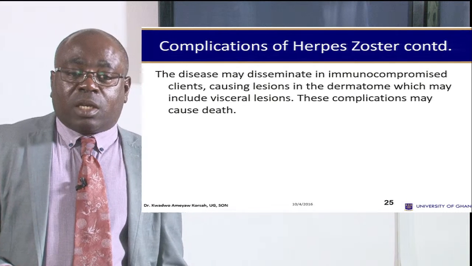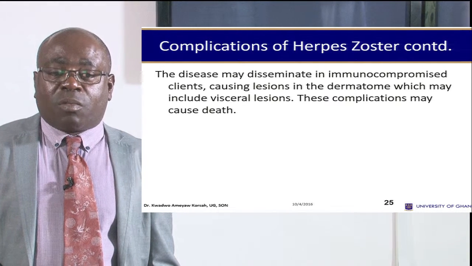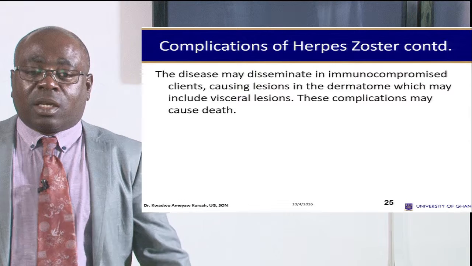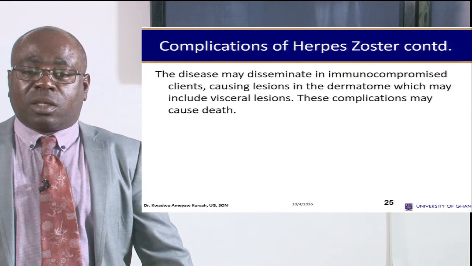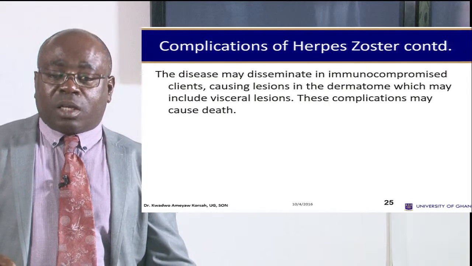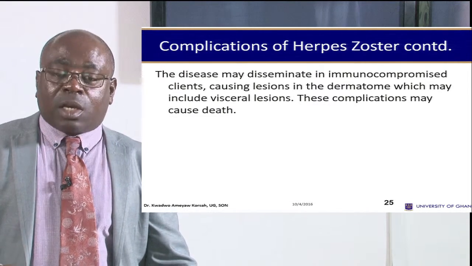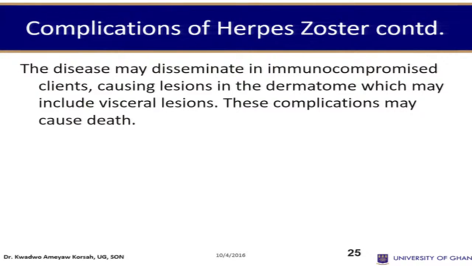So the disease may disseminate in immunocompromised patients or clients, causing lesions in the dermatome, which may include visceral lesions, and then complications may include death. Of course, for every condition the ultimate end is death, so it may not be a complication.